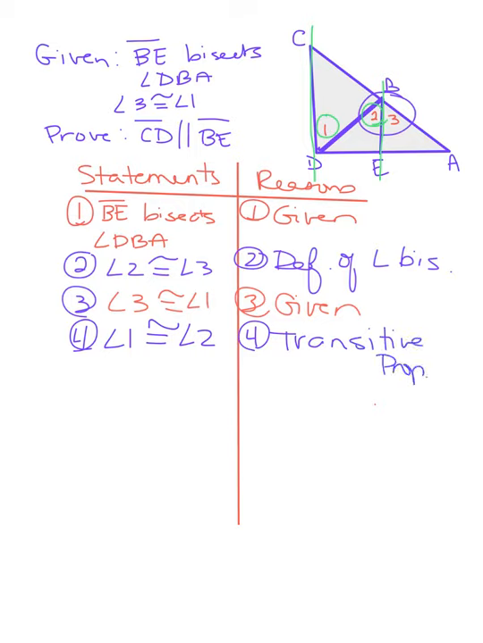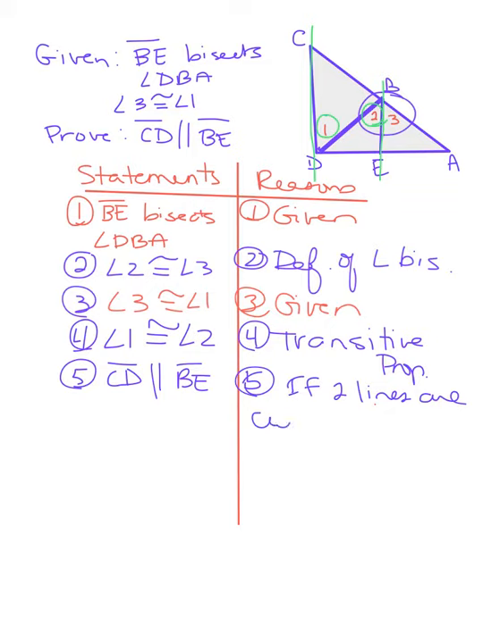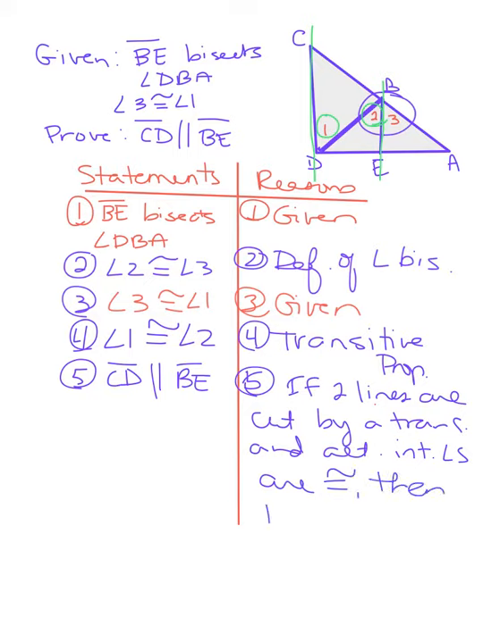So from here, because angle 1 is congruent to angle 2, I can go to my final step, my proof statement: segment CD is parallel to segment BE, and that is because if two lines are cut by a transversal, and alternate interior angles are congruent, then the lines are parallel.